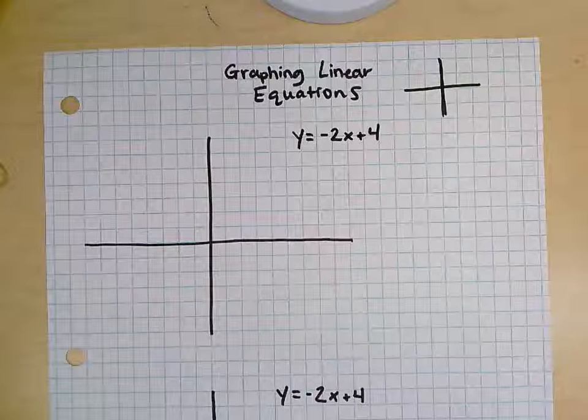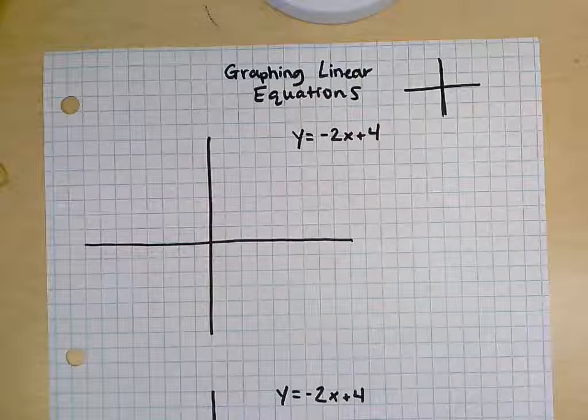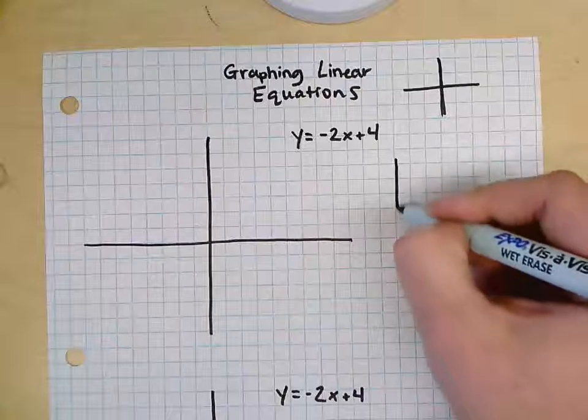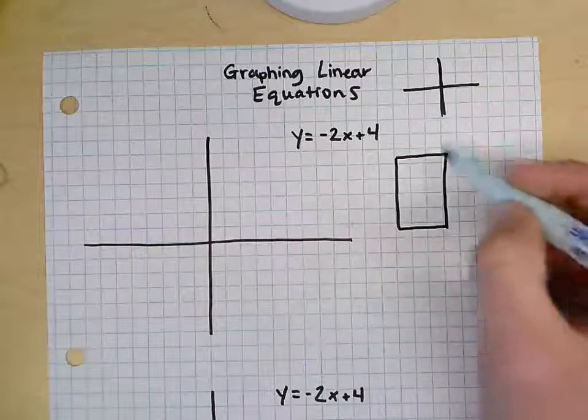Alright, the goal for today is to be able to graph linear equations when they're given to us in slope-intercept form. We're going to do this using two different methods. For our first method, we're going to create a table of input and output values that we can use to plot points and then connect to create our lines.